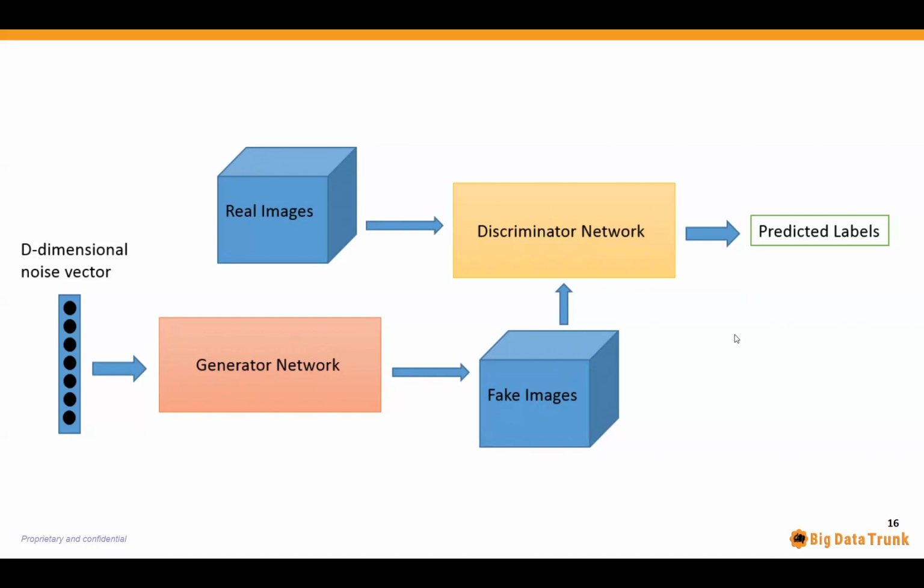After those images are created, they go into the discriminator network, where they are compared with the real images we have. The discriminator network evaluates whether a given data point, a given image, is real or fake. All of this is generated by the generator itself. So it compares the real images and fake images it has, and it predicts which is which.